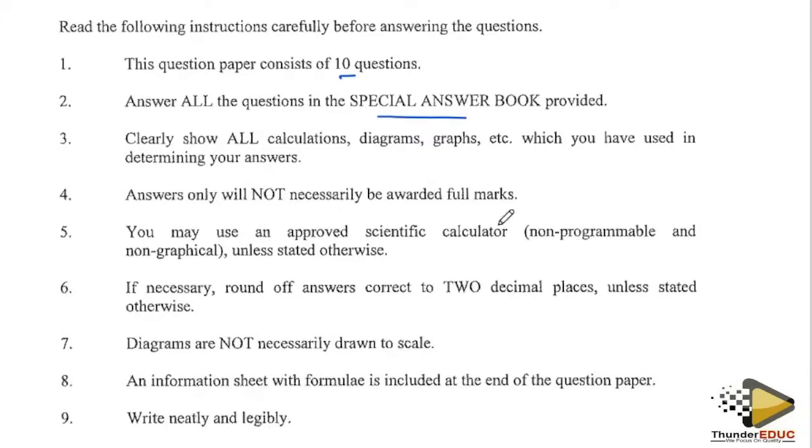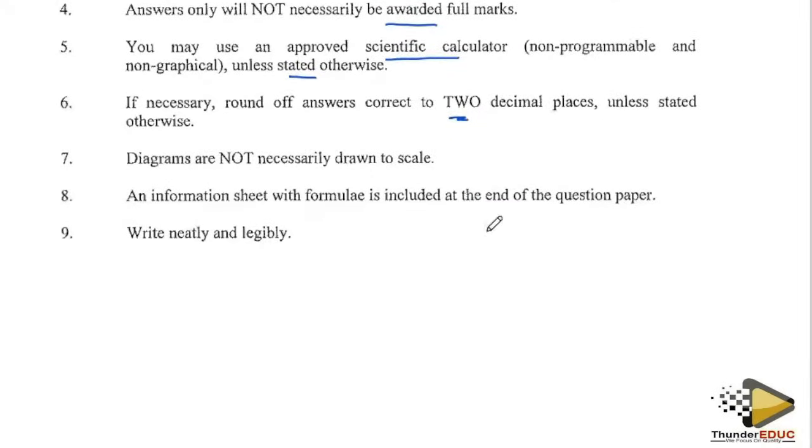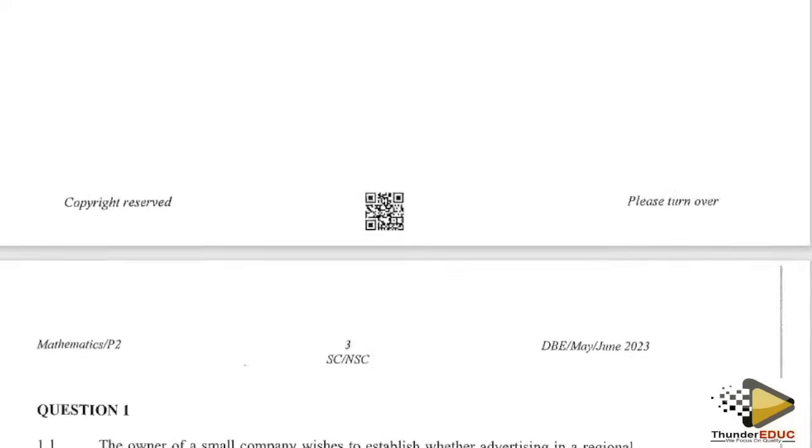Cases. Answers only will not guarantee full marks. There is a need for a scientific calculator unless the question tells us not to use one, okay? So we need to round our answers to 2 decimals unless the question tells us otherwise. Diagrams are not drawn to scale and there is a formula sheet at the end. Then we need to write neatly and legibly.